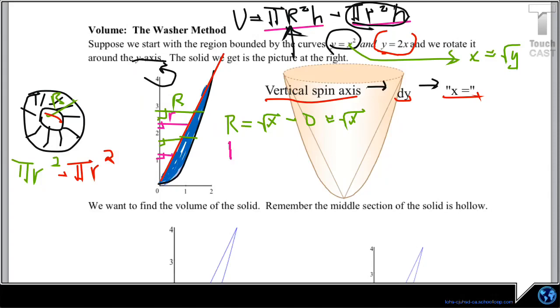Now, the smaller radius, again doing right minus left, touches the red line on the right, so I need to solve for x, and I get y over 2. So the right graph is y over 2 minus the left. It touches the y-axis on the left, so that would be minus 0, which of course simplifies to y over 2. Now I'm ready to use my integration formula for volume.